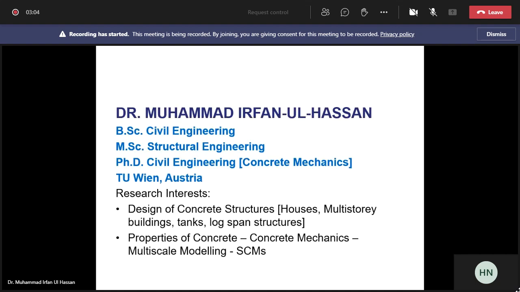So my area of research, I have already told you, is the design of structures, houses, buildings, tanks, long span structures, water treatment plants, mainly concrete structures, masonry structures or concrete structures, composite also. And I am also working in research on concrete properties, concrete mechanics, multi-scale modeling, supplementary cementitious materials, and sustainable development in the field of civil engineering.